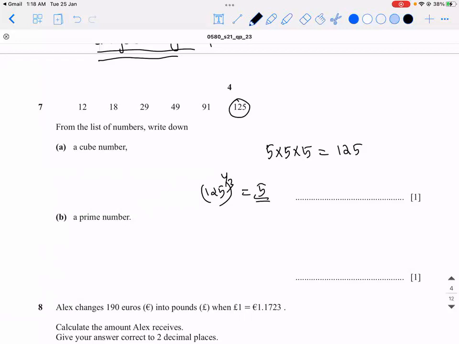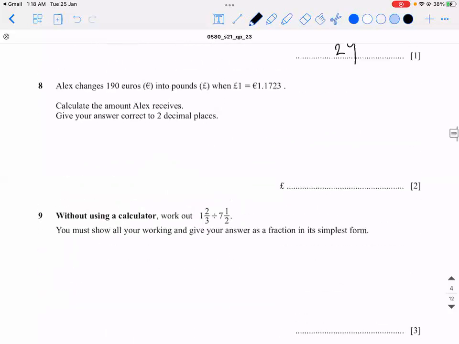Now, what about 29? What about 29? So 29 must be a prime number. 29 is a prime number. So did you get the idea? So 29 is actually a prime number. Well, move to the next question.